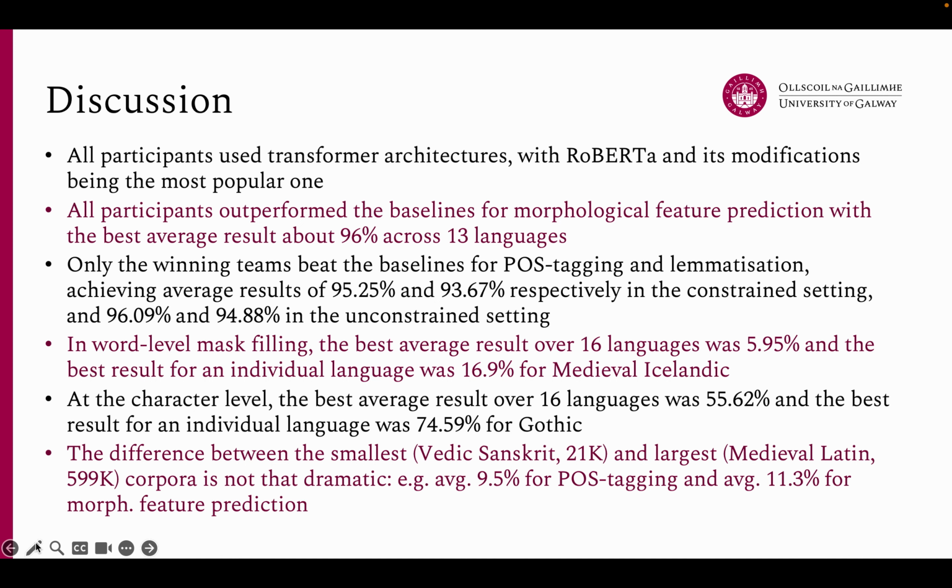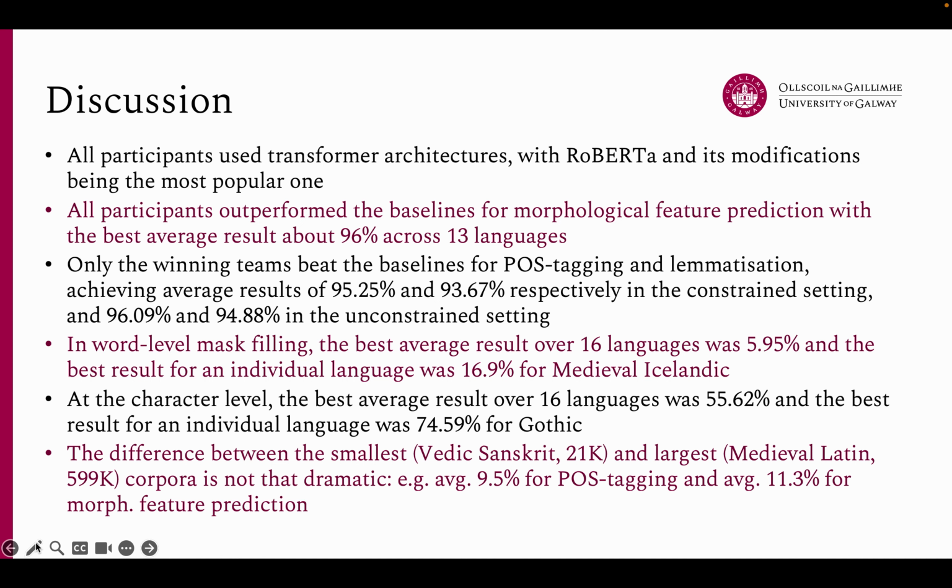At the word level, the winning team could not achieve a higher average accuracy across all 16 languages than 5.95%, with the best result for an individual language being 16.9 for medieval Icelandic. This outlines the particular difficulty of this problem. At the character level, the best average result over 16 languages was 55.62, and the best result for an individual language was 74.59 for Gothic.